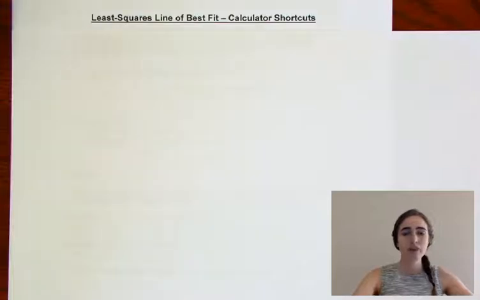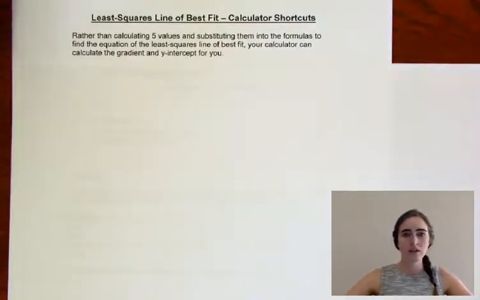In this video, I want to have a look at the least squares line of best fit again, but this time I want to have a look at some calculator shortcuts for figuring it out. So when we first started looking at the least squares line of best fit, there were 5 values that we had to figure out. We had to figure out the correlation coefficient, the standard deviations for both sets of scores, and the means for both sets of scores as well. And then we had to put them all into the formula.